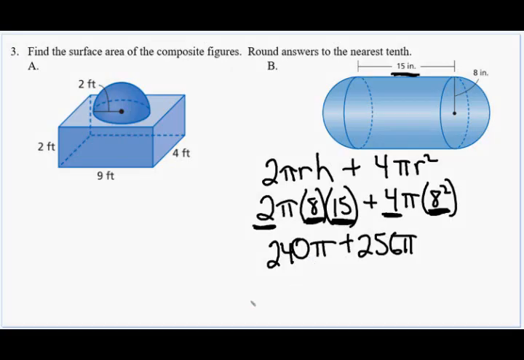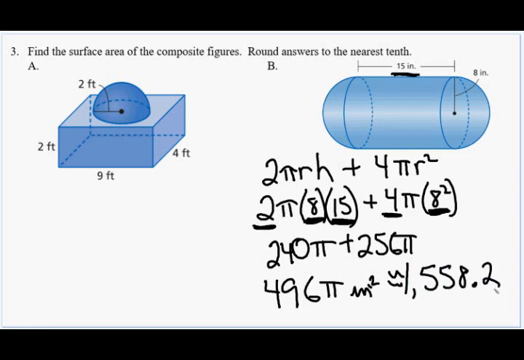And if we add those together, we do get 496 pi inches squared. But I do notice it does say round to the nearest tenth, so I just grab my calculator. 496 times the pi key is approximately 1,558.2, and again that would be inches squared as our units.